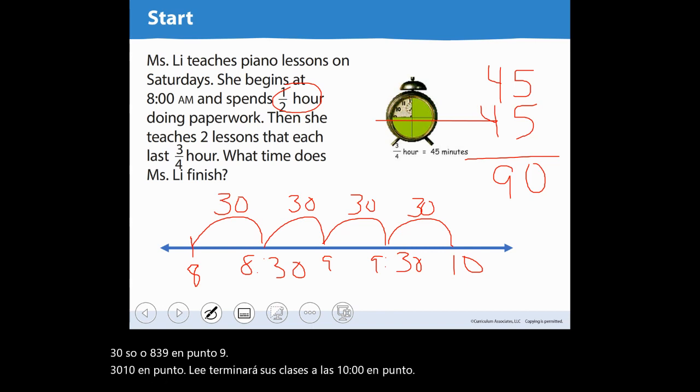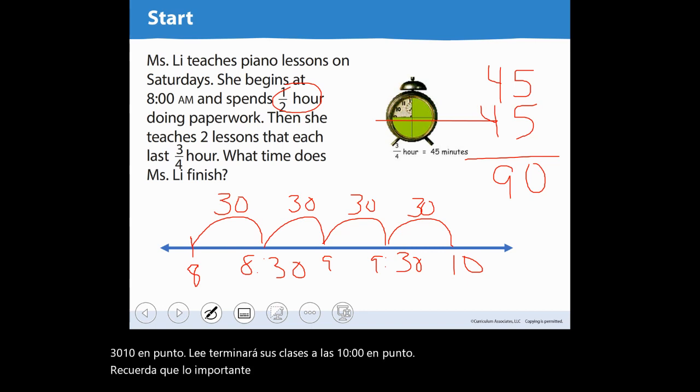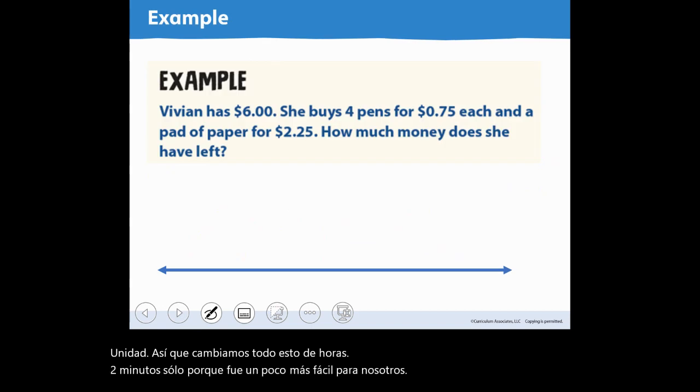Remember, the important thing is to really make sure that you're working in the same units. So we switched all of this from hours to minutes just because it was a little easier for us. All right, here's our next example.